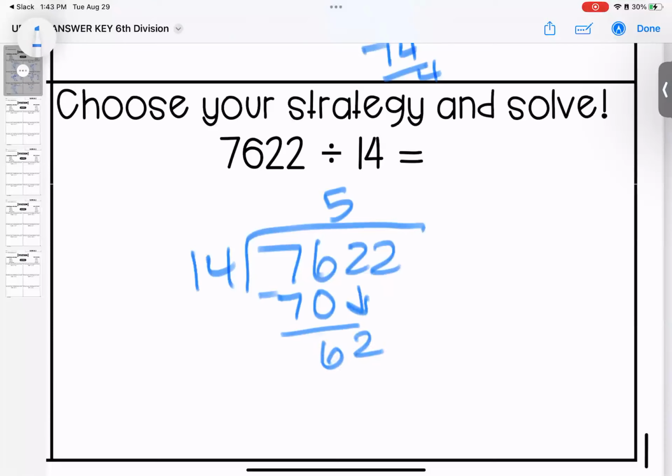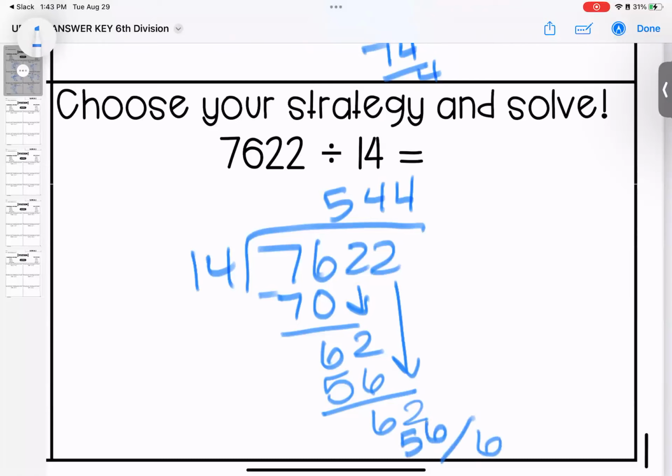Bring it down. Now I'm trying to see how many times does 14 go into 62, and it's going to go in 4 times because 4 times 14 is 56. When I subtract that from 62, I'm left with 6, and I'm going to bring down this 2. You're going to notice a pattern. I again have 62. How many times is it going to go in this time? Well, I already know because I've done it. It's going to go in 4 times, which gives me 56, which leaves me with 6.